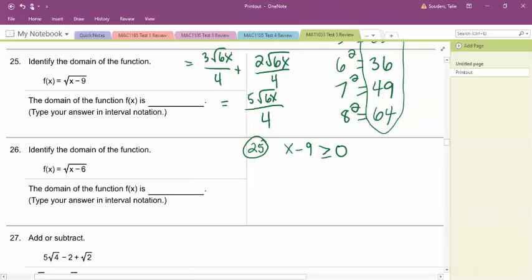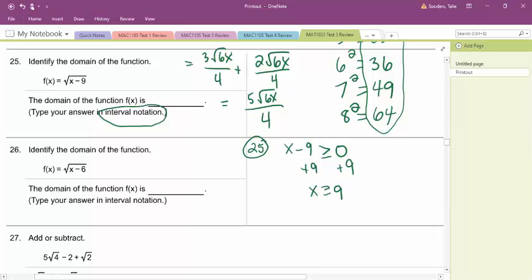So how do you solve that for x? How do you get the x by itself on one side of the inequality? Don't you just add the 9 to the other side so that way x is by itself? Yes, very good. So we add 9 to both sides. So what does that give us? X is greater than or equal to 9. Good. Then they want the final answer in interval notation, right?